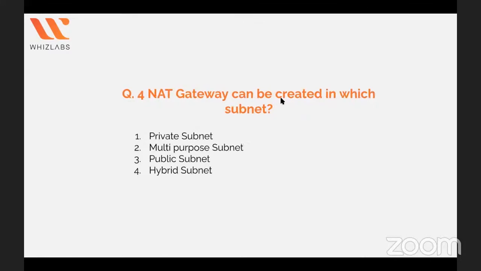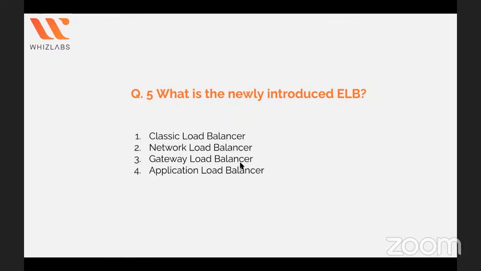And next, NAT gateway can be created in which subnet? NAT gateway is created in a public subnet, and it basically uses the route table of your private one, where it is added. So it is created in a public subnet, and the correct answer is C, or option 3.